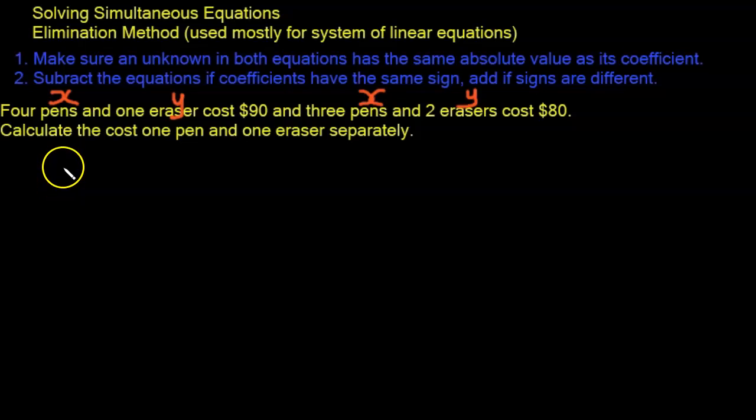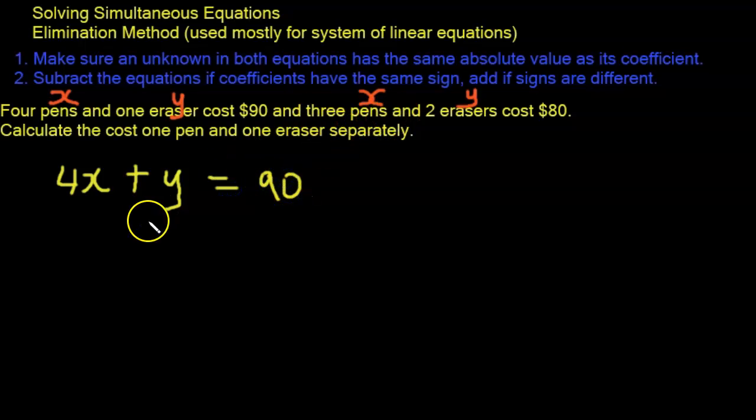Alright, so 4 pens, so 4X, plus 1 Y, and 1 Y is just Y, just as how 1 X is X, right? And that's equal to 90. And here, 3X plus 2Y, that's equal to 80.